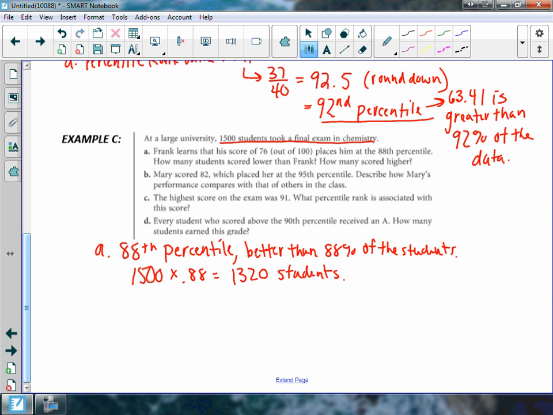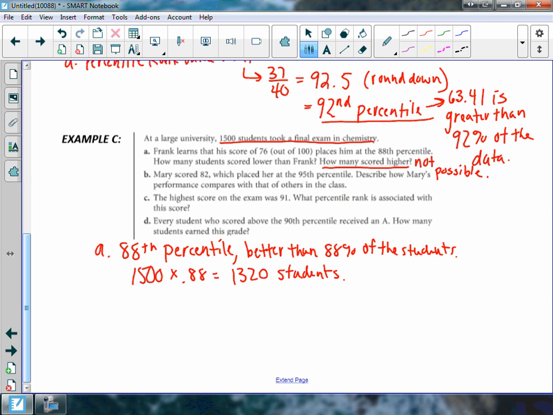How many students scored higher than Frank? Interesting question. Remember that percentile rank only tells us how Frank did better than other students. To know how many students scored higher, you would have to know how many people did better than Frank, which we don't know. We don't know because we don't know how many people scored the exact same thing as Frank. So therefore, how many scored higher? This is not possible until we know how many people scored the exact same as Frank.